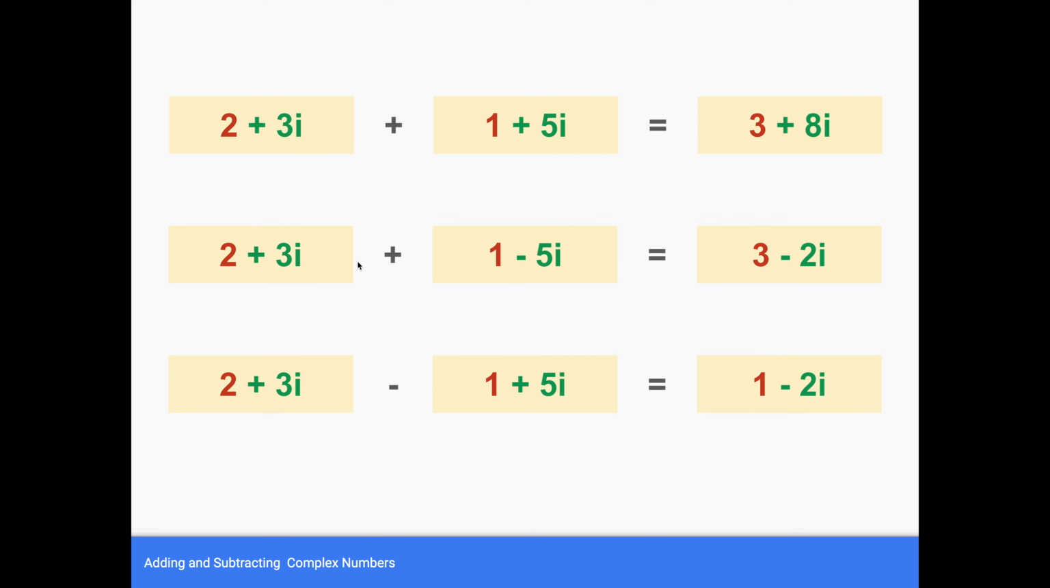Just another example here. We can add 2 plus 3i with 1 minus 5i, and that imaginary part here now is negative, but that's okay. So 2 plus 1 is 3, easy peasy. 3 adding minus 5 is minus 2, so we have 3 minus 2i. Again, that's what we would do with normal algebra. If we subtract two complex numbers, again it's the same. We bring together like terms, so 2 minus 1 is 1, and 3i minus 5i is minus 2i. Again, nothing surprising there.